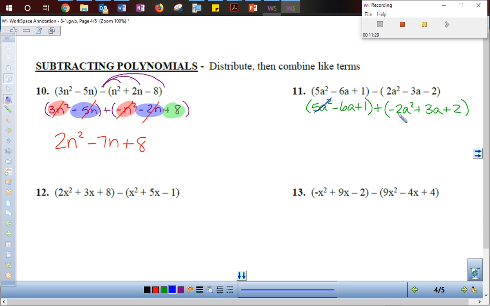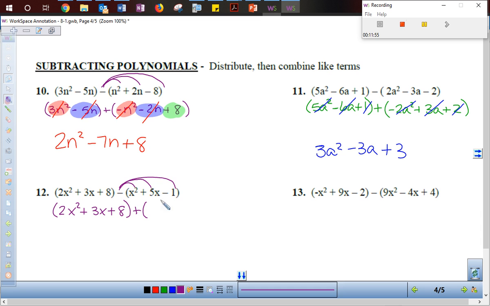Hopefully you added 5a squared and negative 2a squared to get 3a squared, negative 6a and 3a to get negative 3a, and 1 and 2 to get 3, which is in standard form. On number 12, again I'm going to distribute that negative symbol. So I'll be left with 2x squared plus 3x plus 8 plus, now we can distribute my negative symbol, the quantity of negative x squared minus 5x plus 1.